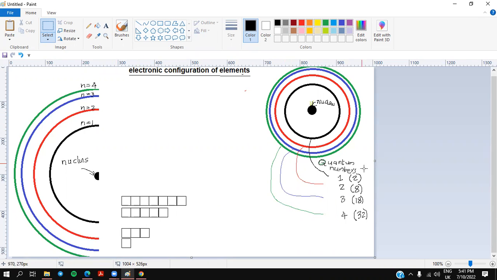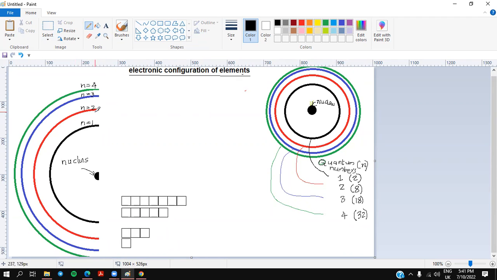On the right-hand side, I have mentioned the total number of electrons that can be found in each and every quantum number, starting from the first outwards. First quantum number, second quantum number, third quantum number, fourth quantum number. And here on the left-hand side diagram, you can see n is equal to 1. n is a quantum number. n is 1, n is 2, n is 3, n is 4.